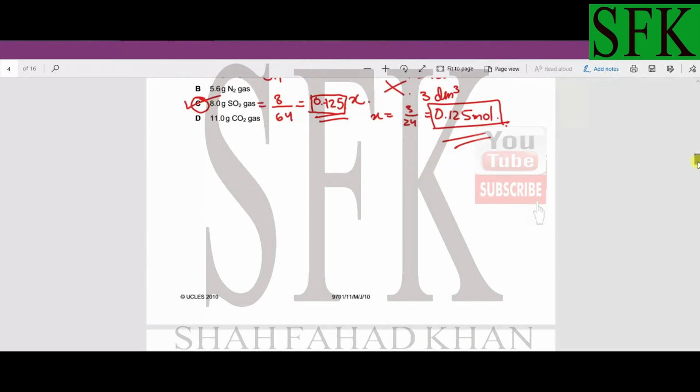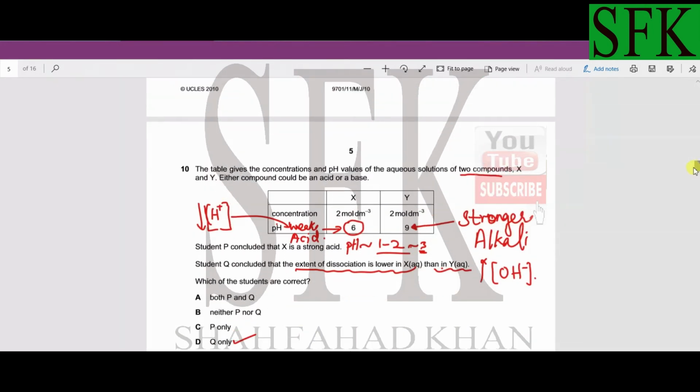Now going on to the last MCQ of this video. Alright, the table gives a concentration of pH values of the aqueous solutions of two compounds X and Y. Either compound could be an acid or a base. Alright, now student P concluded that X is a strong acid. Alright, can X be a strong acid? Let's see. Okay, X has a pH around 6.